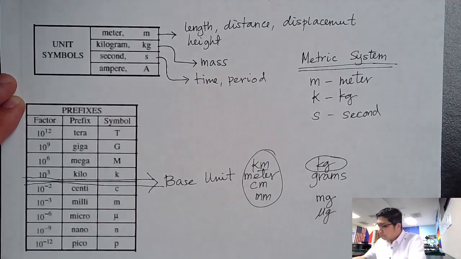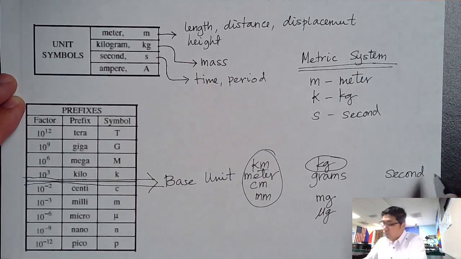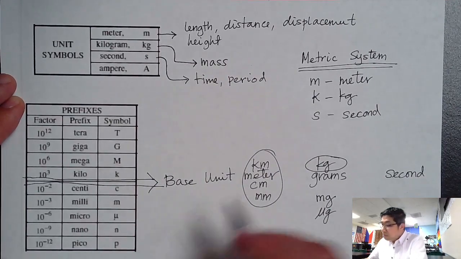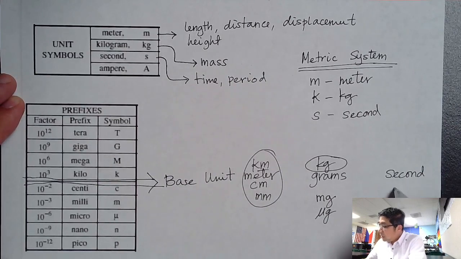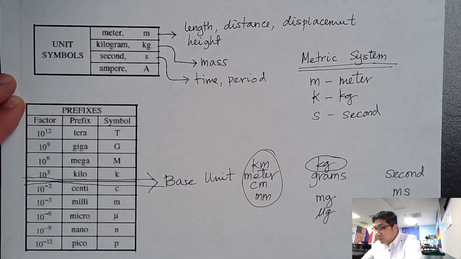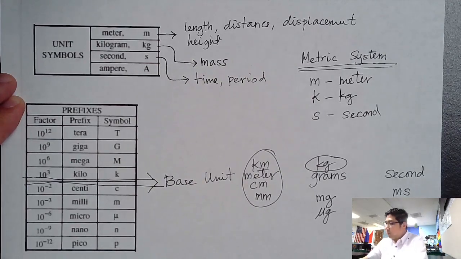Last but not least is your seconds. Unit of time, second. So when we talk about second, we have millisecond. So basically, we only have ms, millisecond. We don't use anything like centiseconds, microsecond, nanoseconds, picosecond. Yeah, it's possible, but for this class, we will focus on seconds or milliseconds.